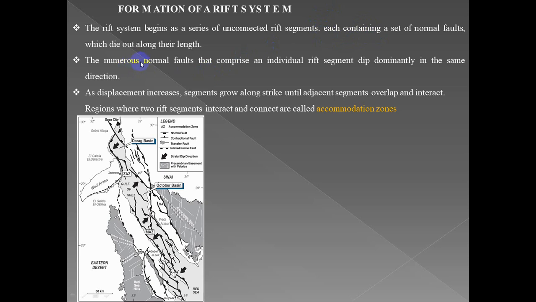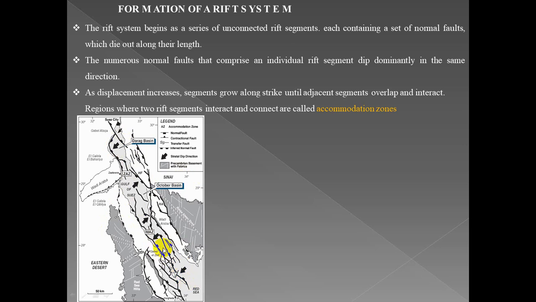Okay, this case also in the normal faults. Between rift segments, we have what's called an accommodation zone. If we see here, for example, in Egypt, the Gulf of Suez is an intercontinental rift system spread between the Sinai Plate and the Eastern Desert Plate. The Gulf of Suez is divided into three rift segments: the northern rift segment, central rift segment, and southern rift segment.